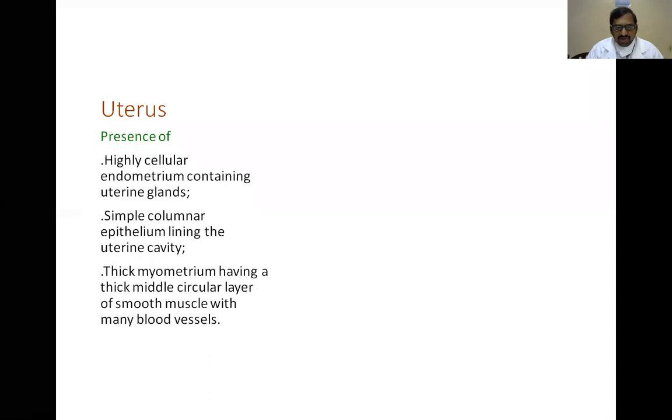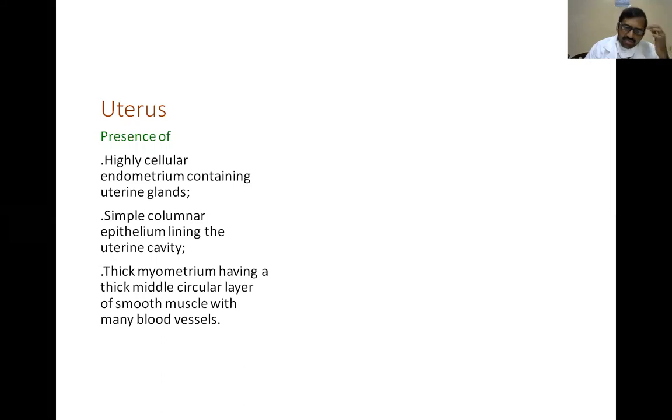What is the cause? If you want to know, you have to take a biopsy, usually by a process called D and C. D means dilatation, C means curettage. This is the most commonly performed procedure in gynecology and obstetrics practice. With the help of this, you can get the endometrium of the uterus and observe it. Okay, here this is the uterus.